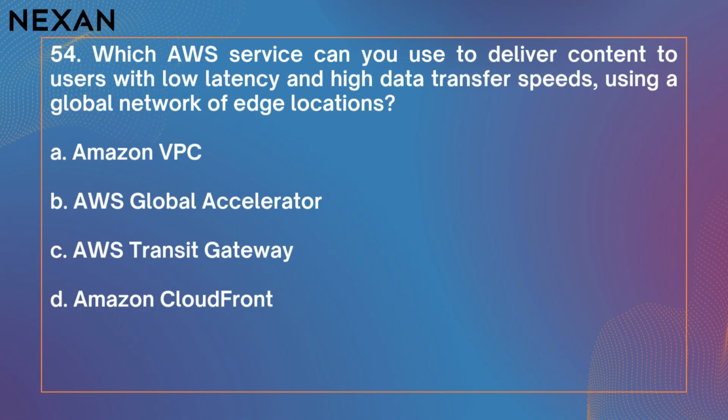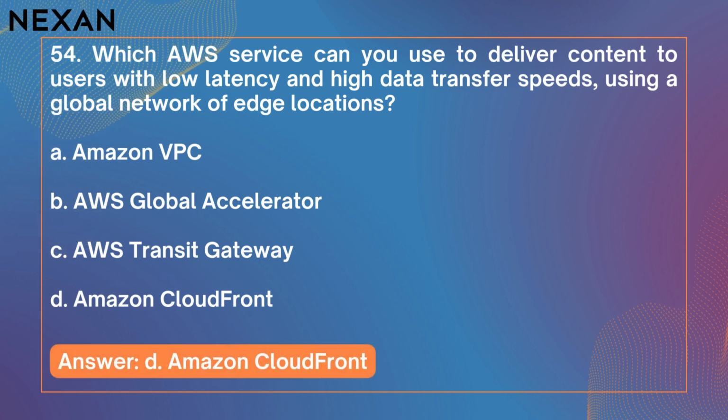54. Which AWS service can you use to deliver content to users with low latency and high data transfer speeds using a global network of edge locations? A. Amazon VPC. B. AWS Global Accelerator. C. AWS Transit Gateway. D. Amazon CloudFront. Answer: D. Amazon CloudFront.